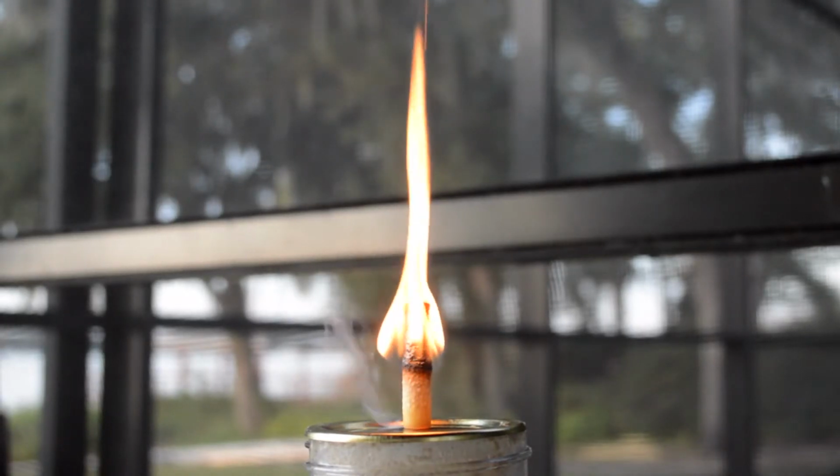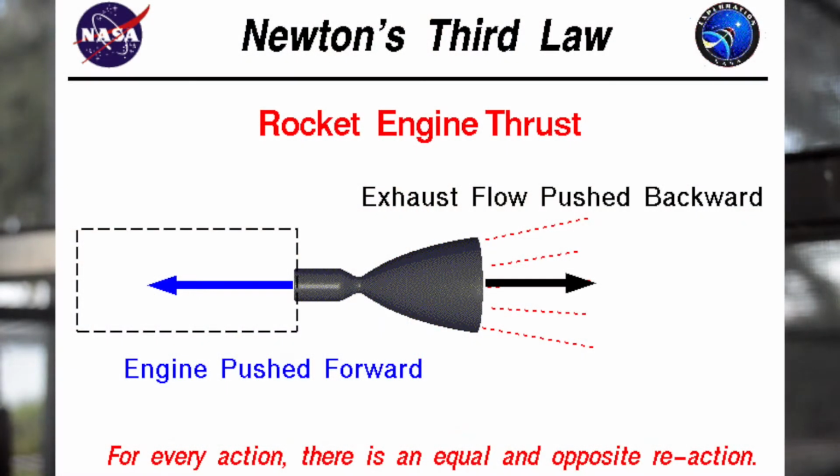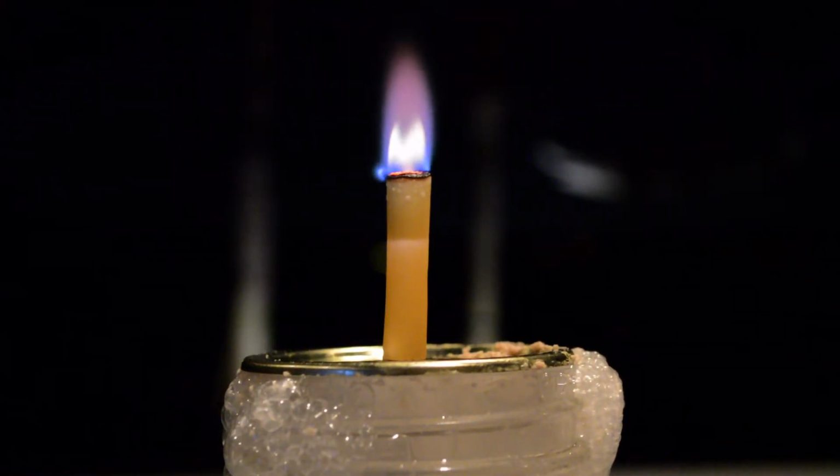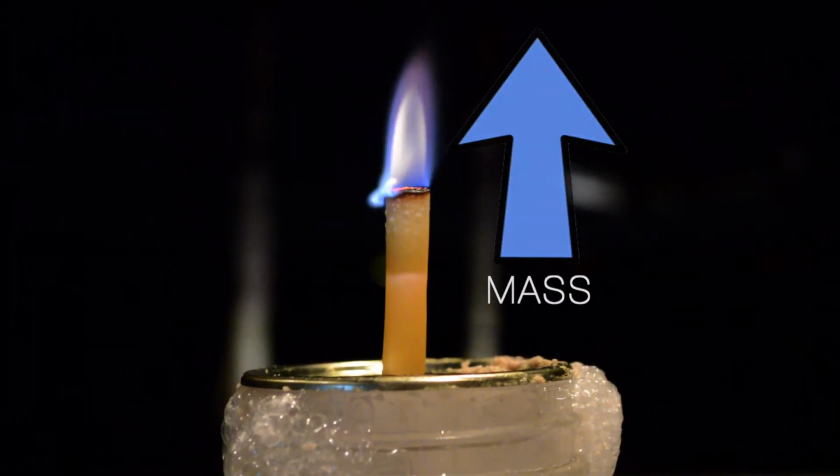Rocket engines are reaction engines. The basic principle driving a rocket engine is Newton's third law of motion, which says, to every action there is an equal and opposite reaction. A rocket engine is throwing mass in one direction and benefiting from the reaction that occurs in the other direction.